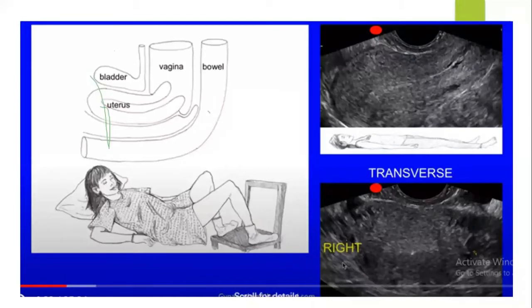But if the patient is lying in a supine position in this manner, and you are inserting the probe in this manner, as I told you, with the marker at the 12 o'clock position, you will see the mid-sagittal section, which is also known as the longitudinal section of the uterus. Then, as I told you, we turn the probe anti-clockwise to see the transverse section of the uterus, and the right will come on the right side of the screen and the left on the left side, as we have already seen in the trans-abdominal scan.